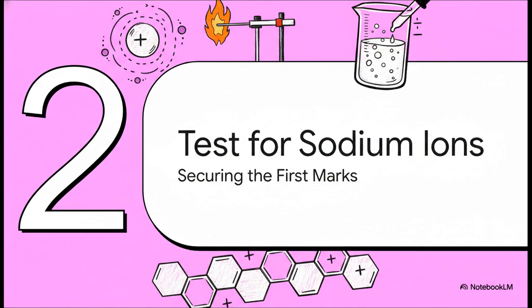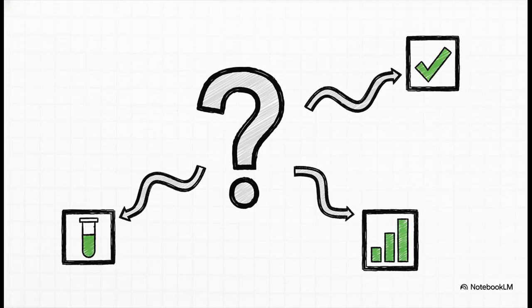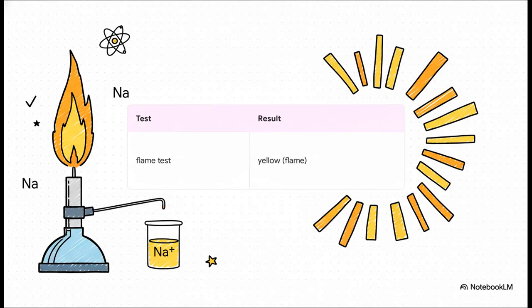This is a classic 2-marker on identifying positive ions, a really good place to pick up some early marks. Notice it's asking for 2 things. You've got to describe the test, and you have to give the result. It's a classic 2-part question, but here's something really interesting. The mark scheme actually gives 2 totally valid ways to answer this. So you've got options. Option 1, and probably the one that jumps into most people's heads, is the flame test. It's super straightforward. You do the test, and you get a bright yellow flame. That's it. 1 mark for the test, 1 mark for the result.